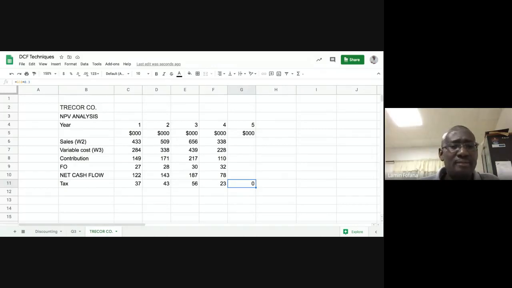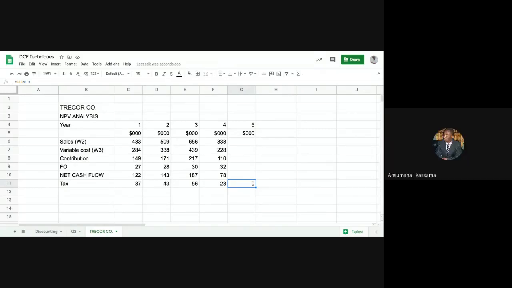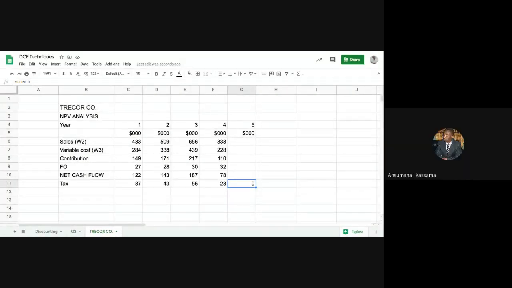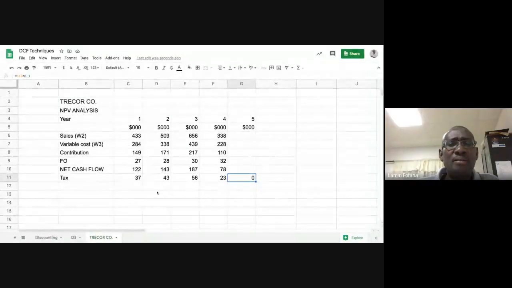Is it correct? No, Mr. Formula. Yes. Mr. Bowe, yes, Ansumana. Yeah, this 37 is supposed to be in year 2. It should be in year 2. Why? It's tax for 122. Why should I put it in year 2?